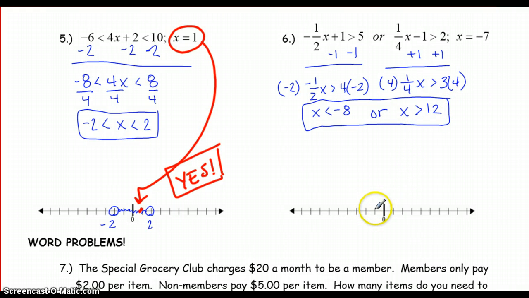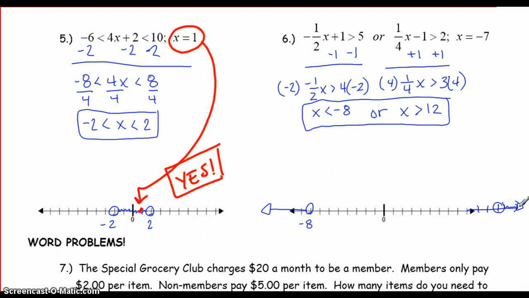So let's see what that looks like. 1, 2, 3, 4, 5, 6, 7, 8. Here is -8. We have an open dot and we're going this way. And over here we've got 12. Let's see if we have that on the graph. 1, 2, 3, 4, 5, 6, 7, 8, 9. I'm going to have to extend this. 10, 11, 12. It's an open dot and we're going that way.